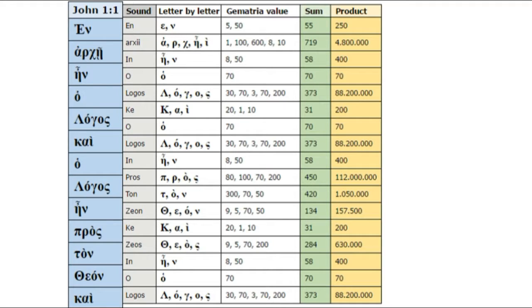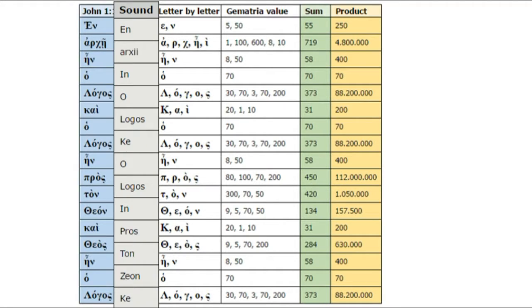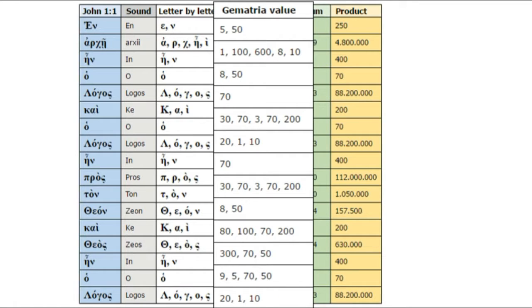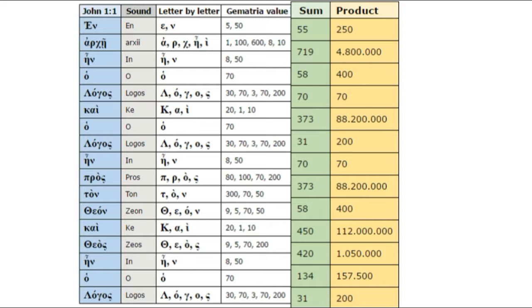The first column of the table shows a word written in Greek. The second column shows its transliteration to English. In the third column, we see the words spelled in Greek, and in the fourth column, the respective values of its letters. In the fifth and sixth columns, the sum and the product of these letters.